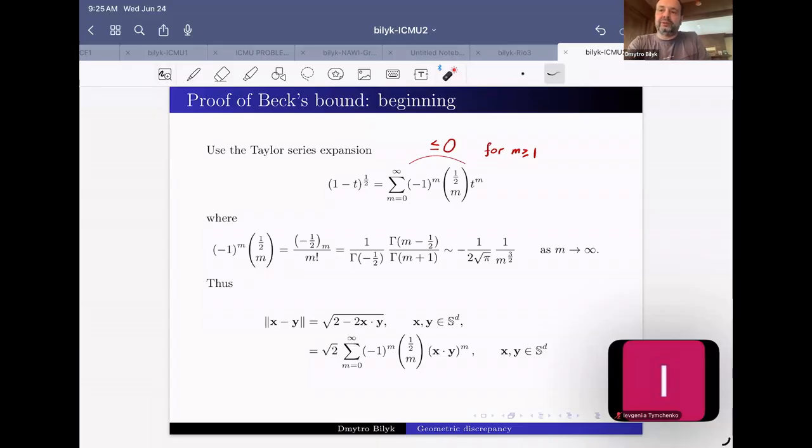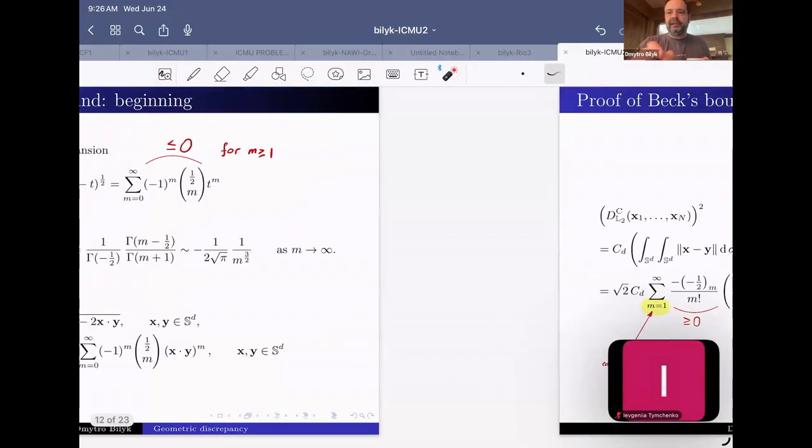You can also compute their asymptotics. I did not put this in the homework, but I would urge you to do it. It's a useful thing to do. Compute the asymptotics for the general binomial coefficient. You can find out that they decay as 1 over m to the 3 halves, which is nice because this means that this series converges absolutely up to the endpoints, which is good. It will be useful. So we can use this identity to express this function.